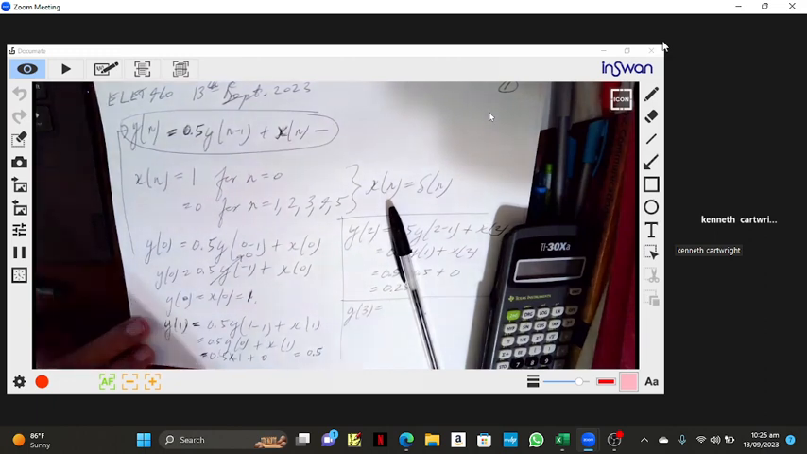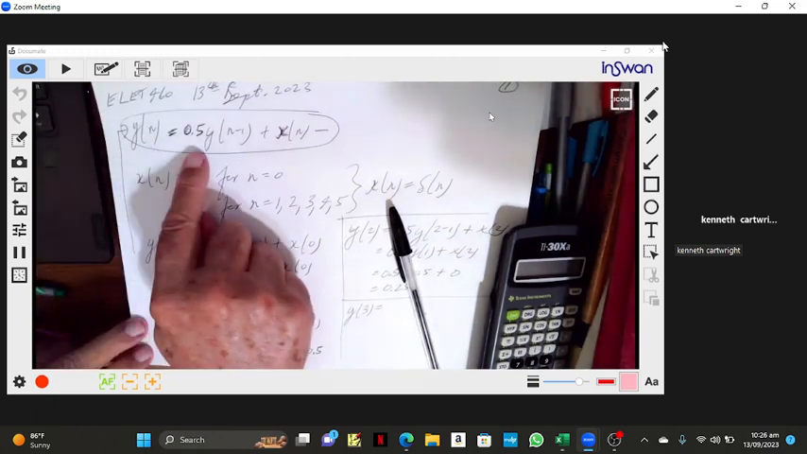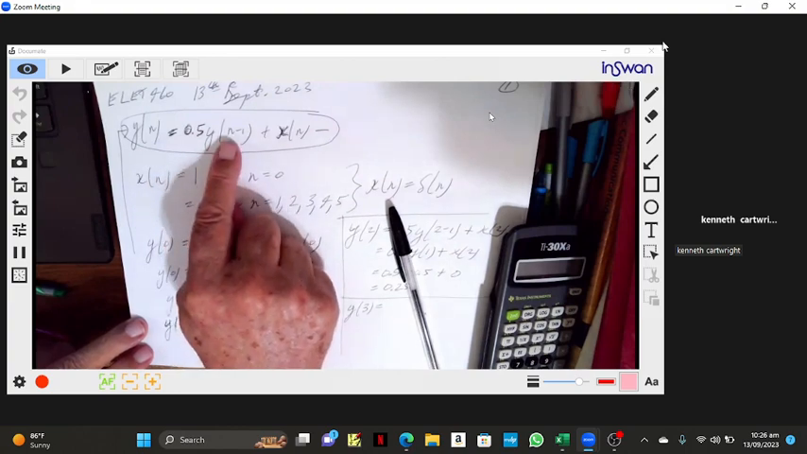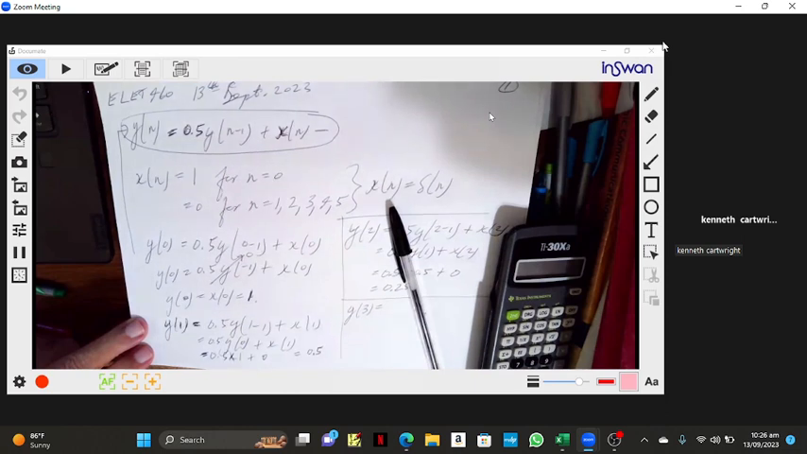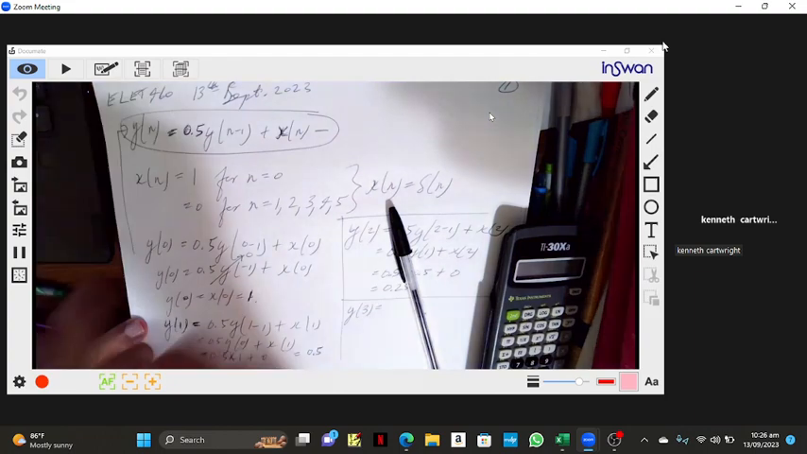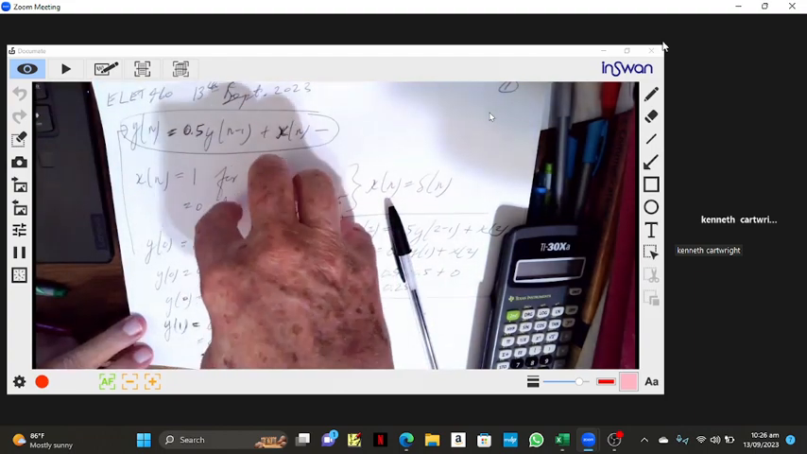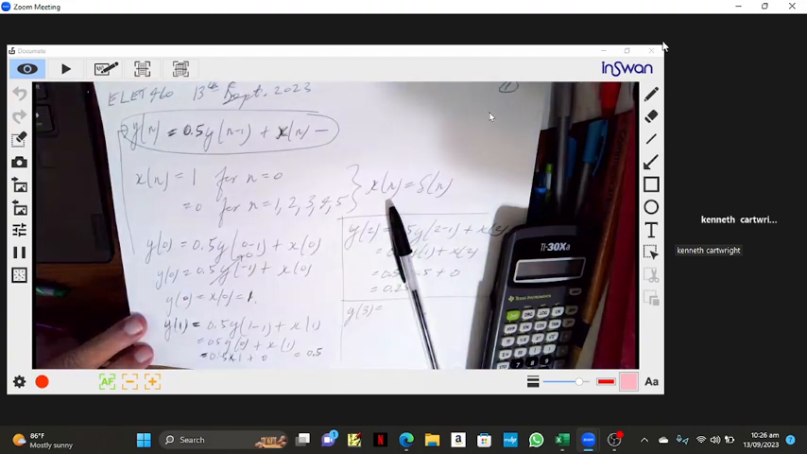This equation is saying the present value of y equals a half the previous value of y plus the present value of x. But there is a way to solve this difference equation mathematically, without doing this recursive calculation. Well, we're not there yet.